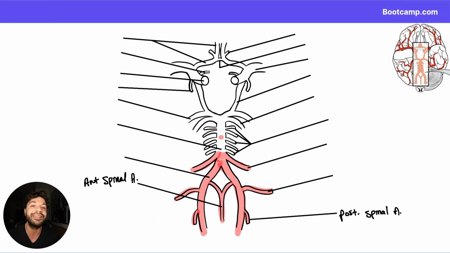And you can tell by the name what area of the cerebellum they're going to be supplying. So the anterior inferior is going to be supplying the anterior aspect of the cerebellum, and that posterior inferior is going to be supplying that posterior aspect of the cerebellum.